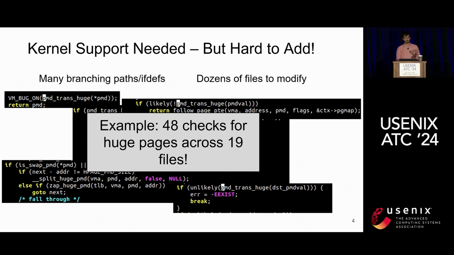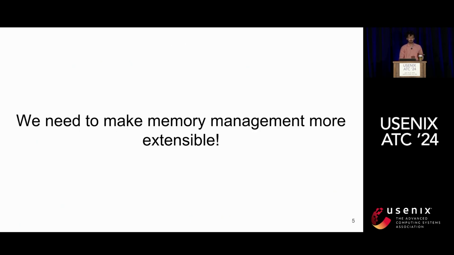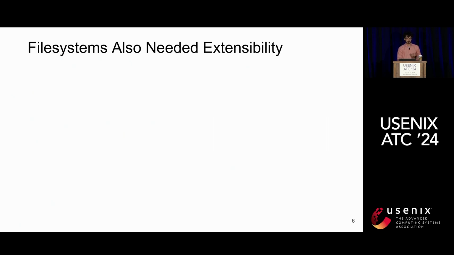Currently, to implement a new feature, the implementer needs to have a good understanding of which of these branching paths are relevant and all of the files that they need to change to achieve their goals. For example, TPP modifies 22 source files in its implementation. So the current way of extending memory management is unsustainable. We must make it more extensible. In the rest of this talk, I'll discuss our design to make MM extensible and its usefulness.